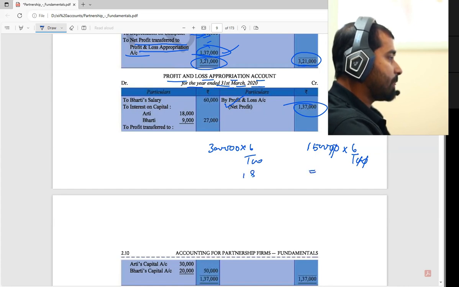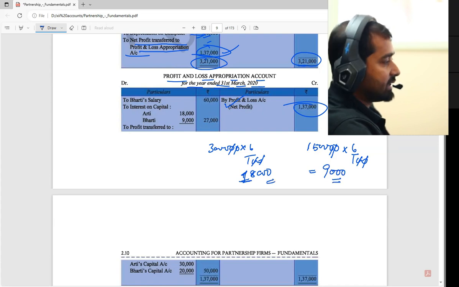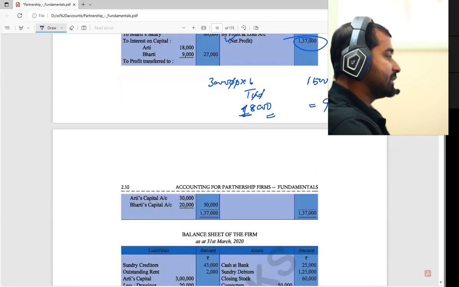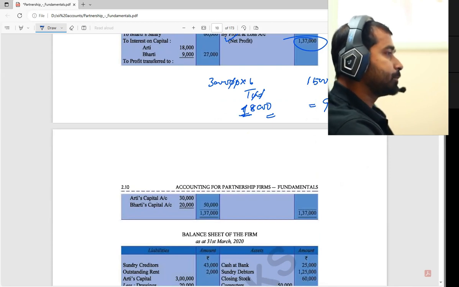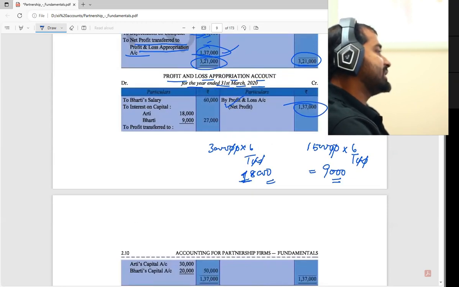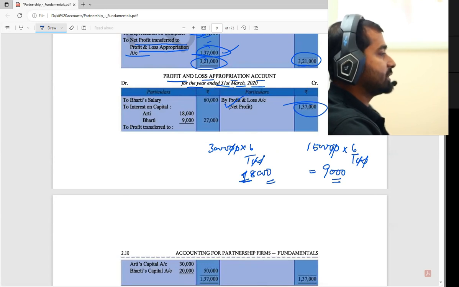that is 18,000, and for Bharti, 1,50,000 into 6 by 100, that is 9,000. Now see the 9,000 and 18,000, and Bharti's salary was 60,000, right? 5 into 12, yes. Now see that Bharti's salary is 60,000 on the debit side, as well as interest on capital: Aarti 18,000, Bharti 9,000. So total 27,000, right? Yeah.